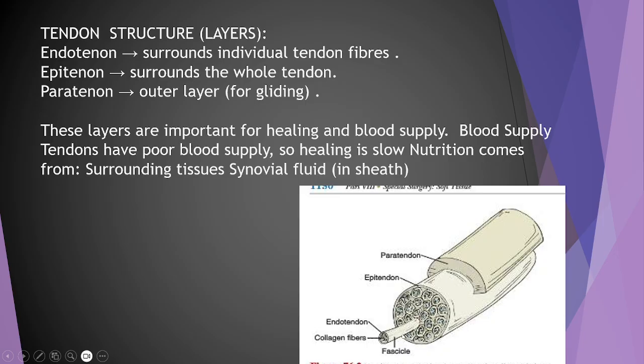The endotendon individually surrounds the collagen fibers, and the epitendon surrounds the whole tendon. And the paratendon is an outer layer for gliding. These layers are important for healing and blood supply. So basically this is a simple structure.